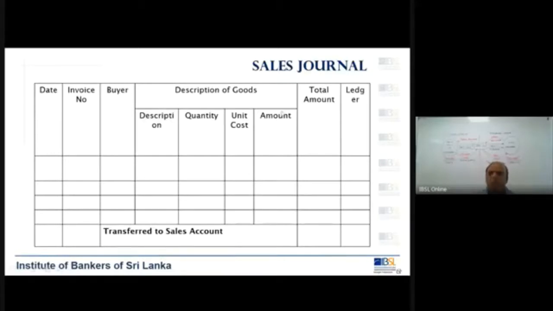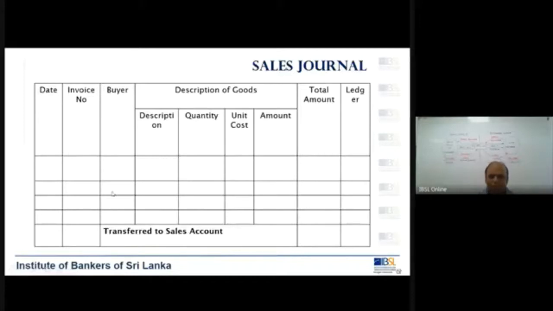Okay. Then what is the amount? 1,000 units into 500 rupees, you will get the amount here. What do you mean by the total amount? Total amount is the running total that you will put here. Okay. So likewise, you will enter all transactions into this day book. Okay. And where does this go? This goes into the sales ledger.